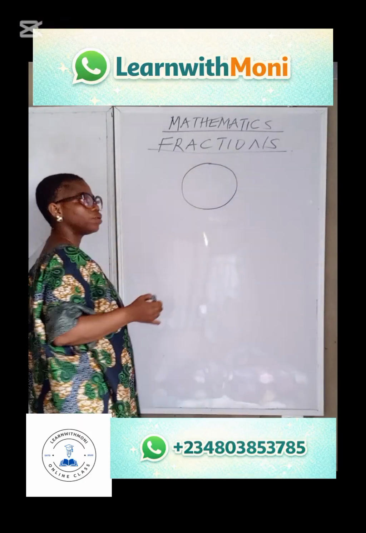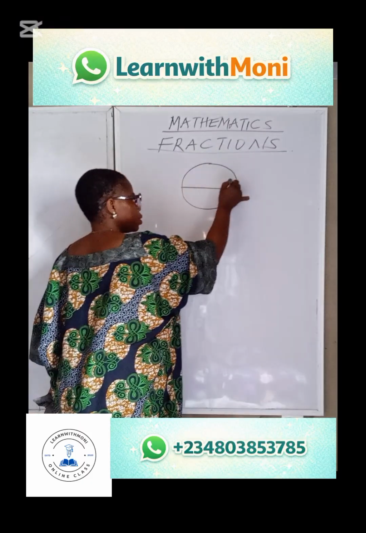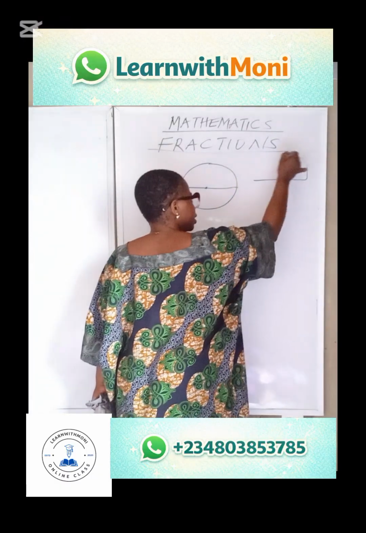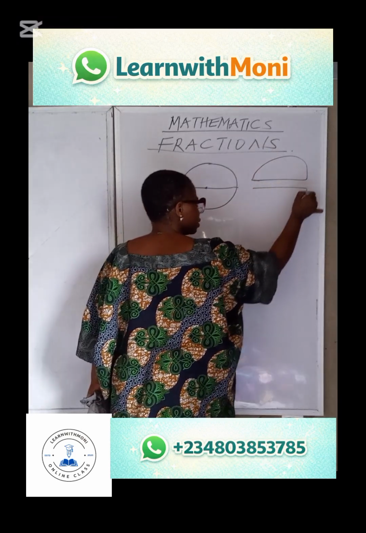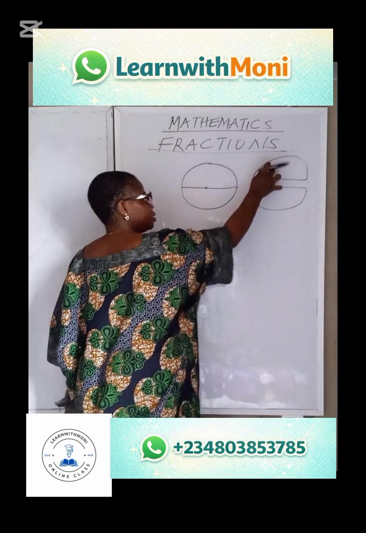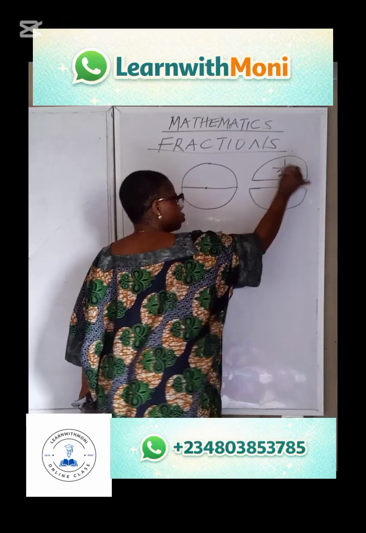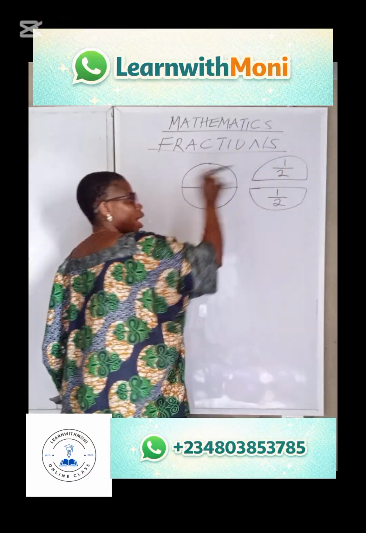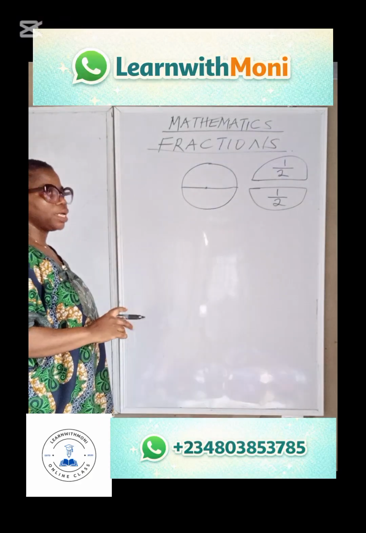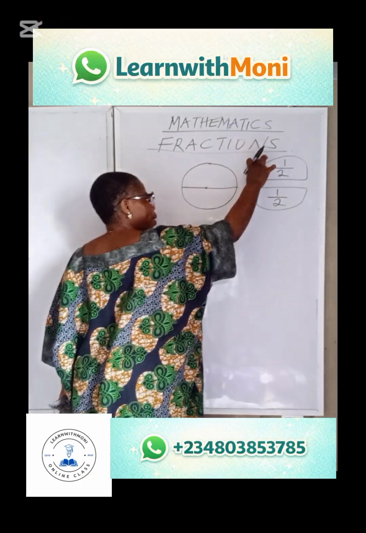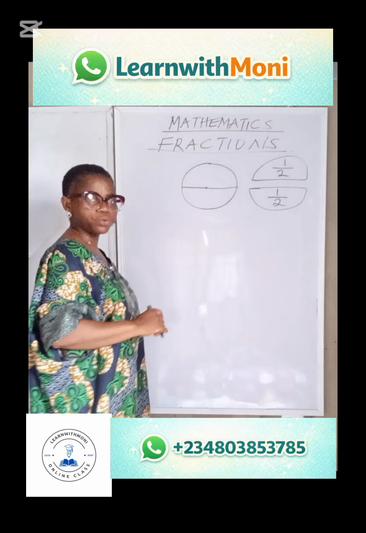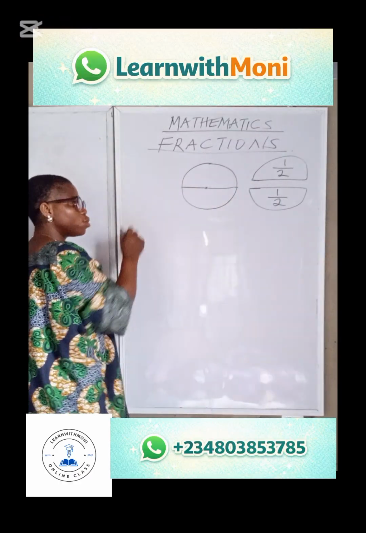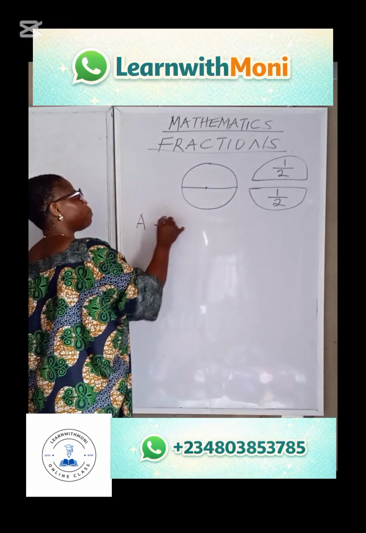For example, when I cut this circle into two equal parts and I bring each part outside, that means this is one part out of two, and this is also one part out of two, and that is what we call a fraction, a part of a whole. This upper part is a fraction of the whole orange. The lower part is also a fraction of the whole orange. A fraction is a part of a whole.